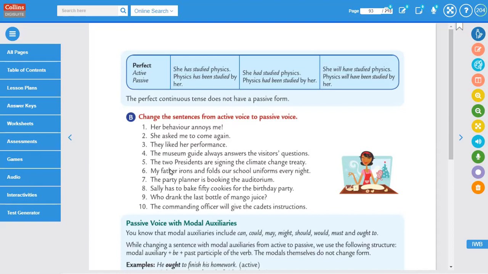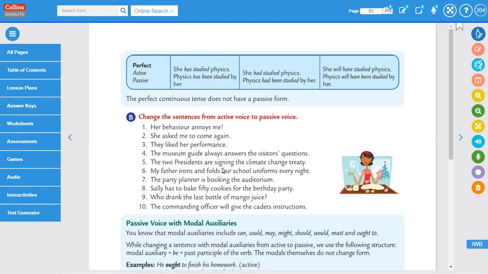Number five, the two presidents are signing the climate change treaty. Ma'am, that will be the climate is being signed by the two presidents. Yes, the climate change treaty. Are the climate change? Will that be are or is? Ma'am, I think is. The climate change is signed by the two presidents. Is being or are being?